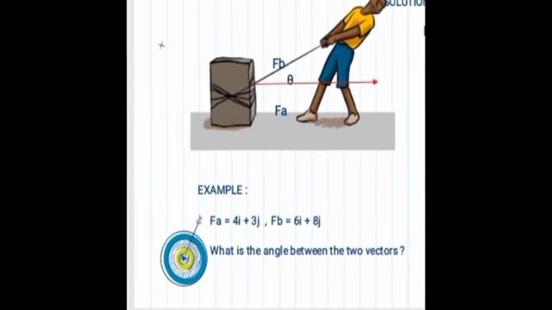Application of vector. Look at this question. This is an example of application of vector. Example: FA equals 4i plus 3j, FB equals 6i plus 8j. So what is the angle between the two vectors?